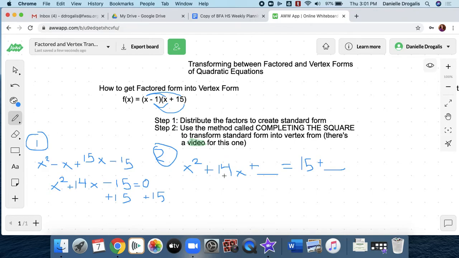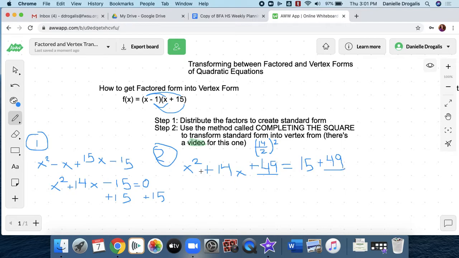And so this is where we ask ourselves, what number will we get if we take 14 and divide it by 2, and we square it? That tells us our mystery number. So it's always the middle B term coefficient that we need to put in here. So 14 divided by 2 is 7, 7 squared is 49. And so that's the value that we have to add to the left and the right.